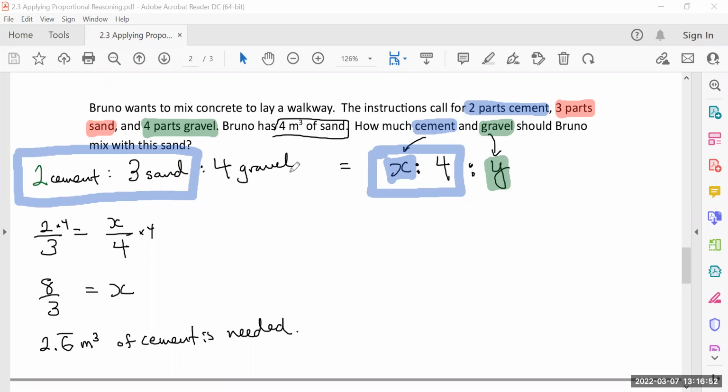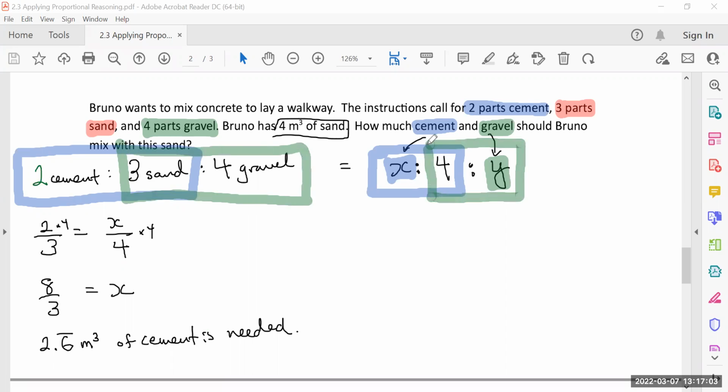For the second question, I'm looking for gravel. So let's use the numbers that they give you. The ratio of sand to gravel is 3 to 4, and the question that they give you is going to be 4 to y. So if the ratio is 3 to 4, that is going to be the same as 4 to y. And what's y? It's in the denominator again. So I am going to rewrite this: instead of writing it sand to gravel, I'm going to write it as gravel to sand. That is 4/3 is the same as y to 4.